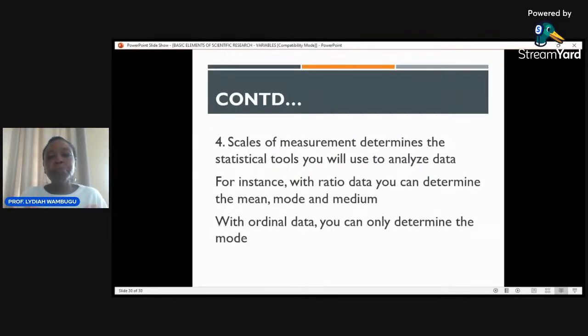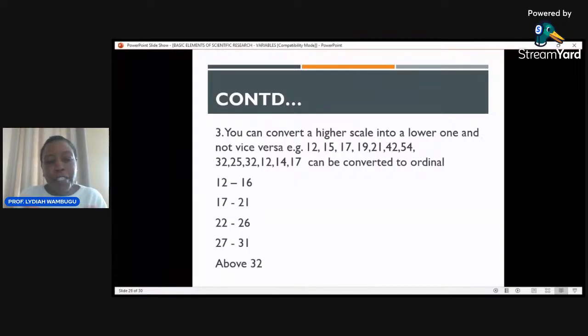Finally, scales of measurement determine the statistical tools you will use to analyze data. So without knowing the scale of measurement, you cannot determine the statistical tool to use. For instance, we go back to this. If I have this data at ratio scale, and I want to use measures of central tendency, I can easily get the mean age, I can get the mode, I can calculate the median as long as I arrange the data.